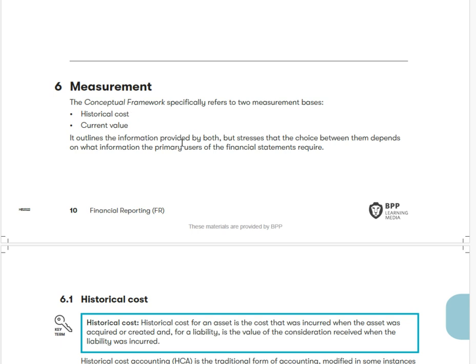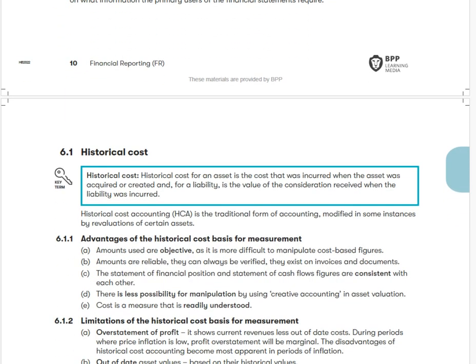It outlines the information provided by both but stresses that the choice between them depends on what information the primary users of the financial statement require. So you can select either of these, historic cost or current value, but it depends. Sometimes users prefer current value more than the historic cost in certain cases. In that case, you have to select the current value. So we see some detail about historical cost.